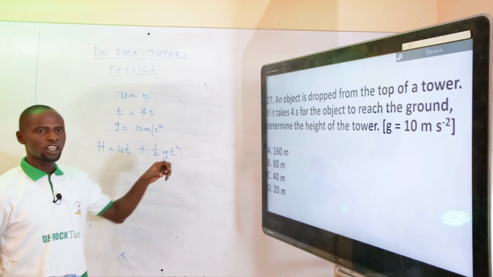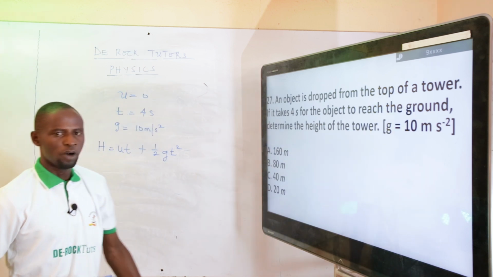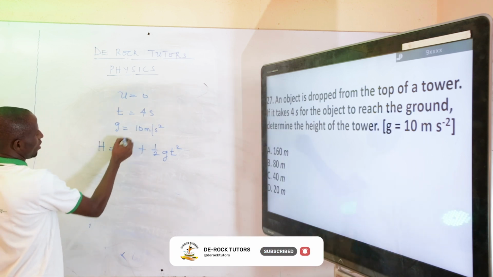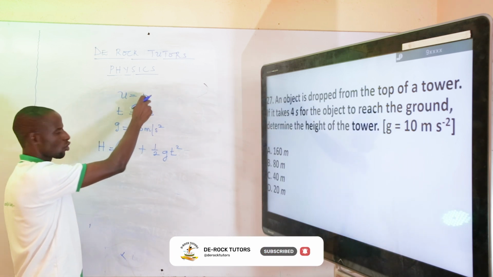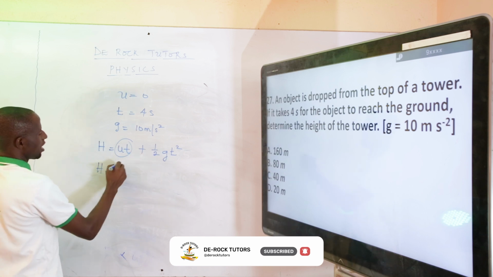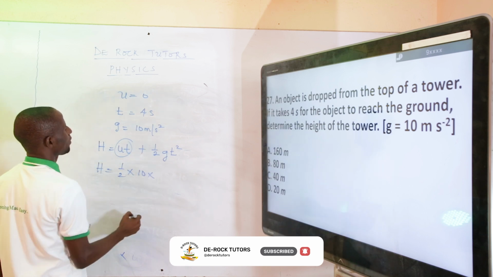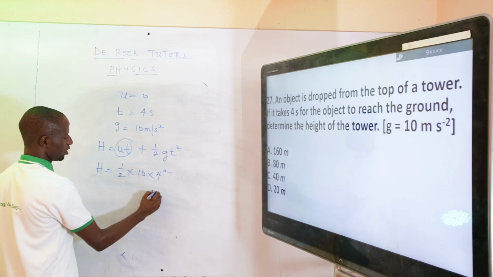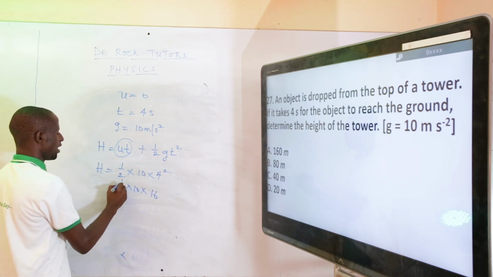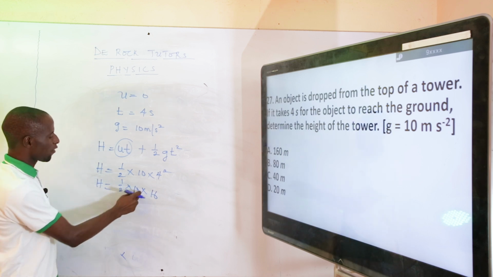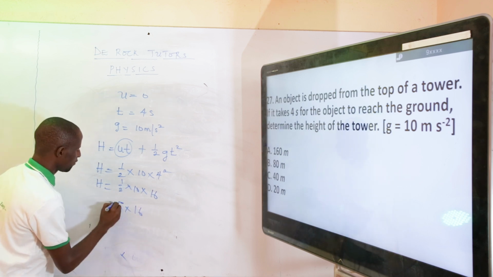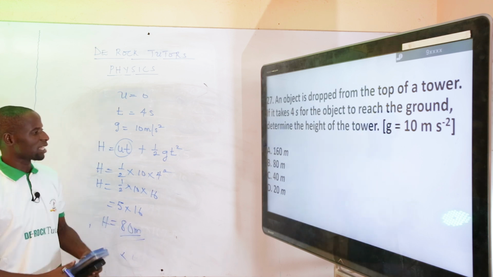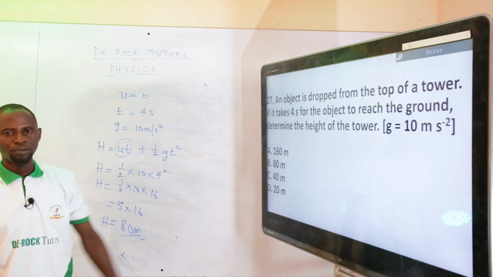It is going to be positive because the object is dropping with gravity. But if it is against gravity, it is going to change to minus. Everything here becomes 0 because the initial velocity equals 0. So h is given by half multiplied by 10 multiplied by 4 raised to power 2. 4 raised to power 2 gives 16, multiplied by 10 multiplied by half. Half of 10 is 5, multiplied by 16 gives us 80 meters. So the height of the tower is 80 meters. Looking at the options, the correct option is option B, 80 meters.